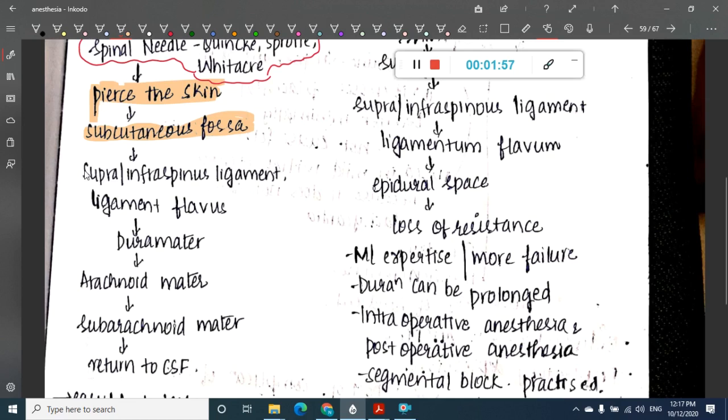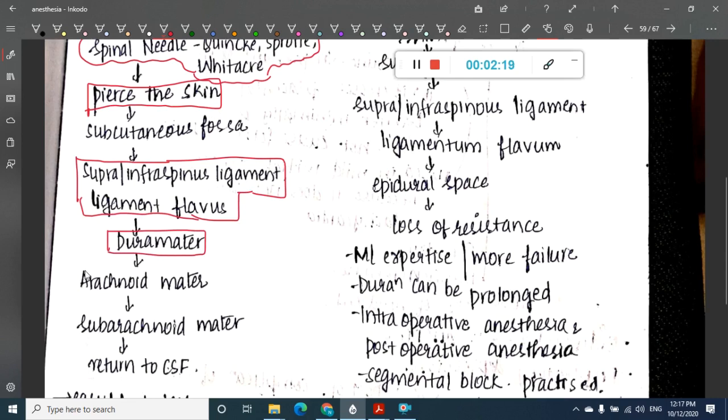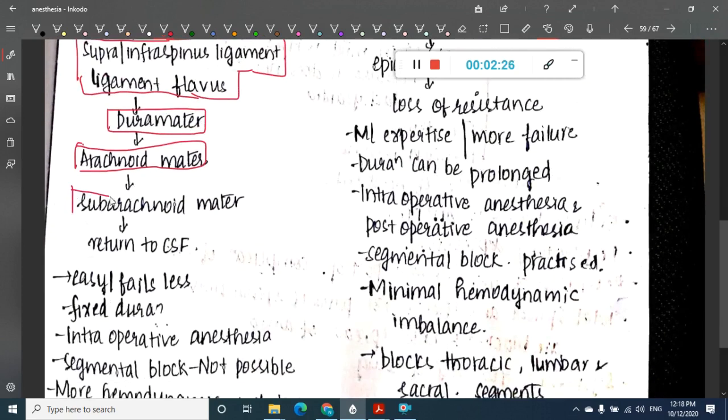I'll just make boxes. With the spinal needle, we pierce the skin. From there we enter the subcutaneous tissue. From there we pierce the supraspinous and interspinous ligament and the ligamentum flavum. Then we pierce the dura mater and arachnoid mater, and after piercing the arachnoid mater we enter the subarachnoid space, where we will see the CSF coming out.